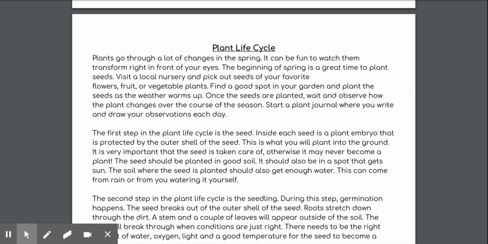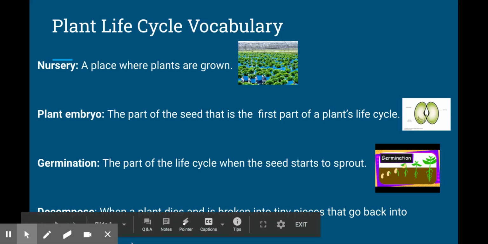I'm so excited to read with you today. I want everyone to open to this page in your packet. The text is called Plant Life Cycle. Once you're at this page, you can follow along, and let's read together.